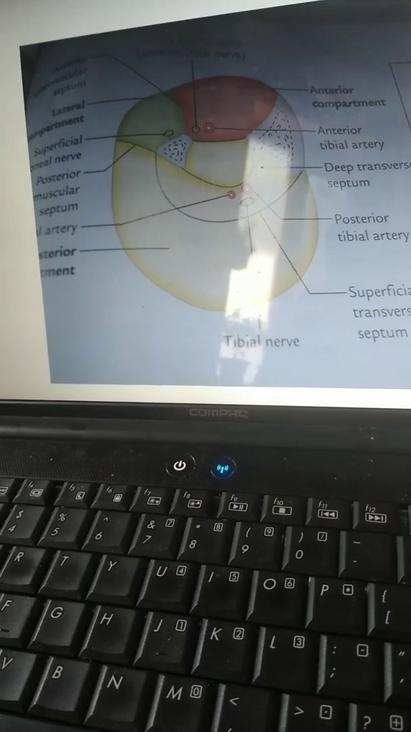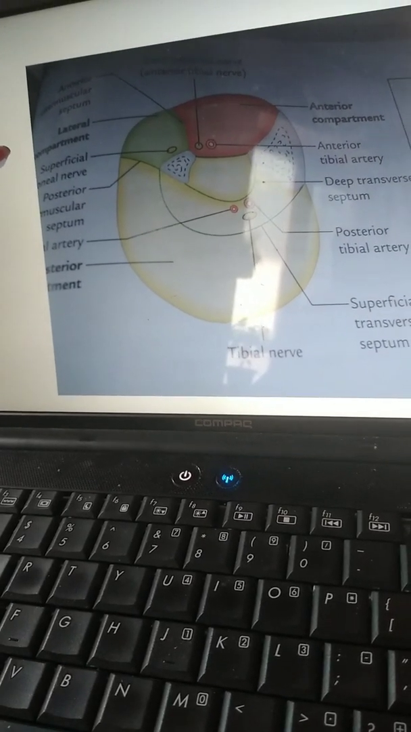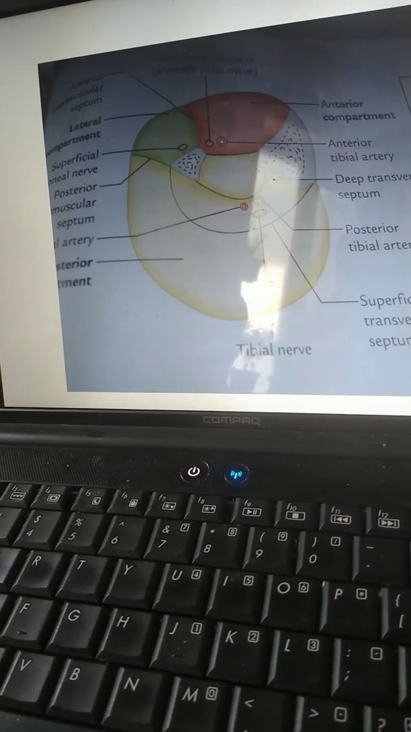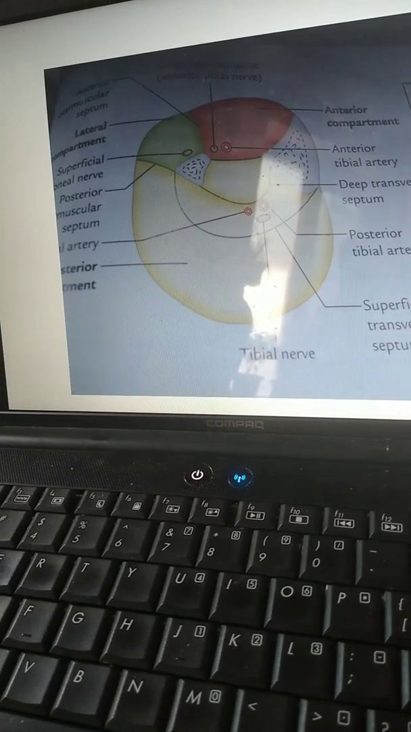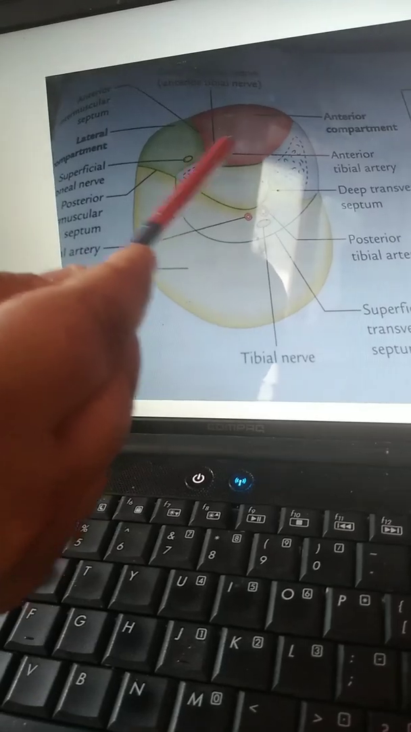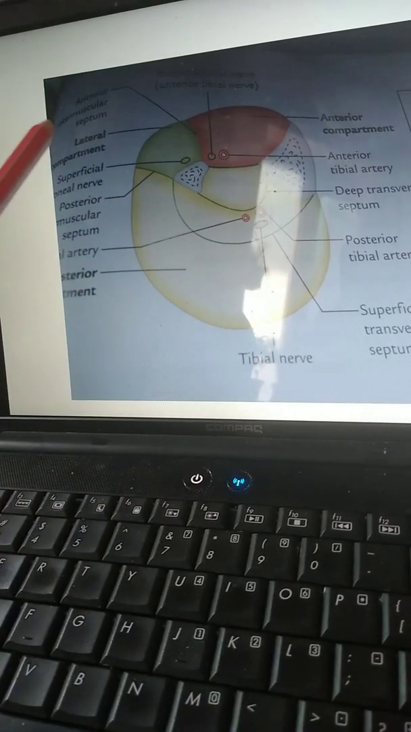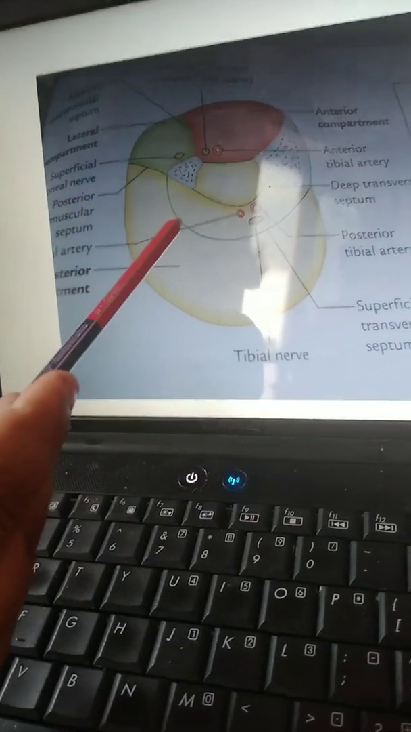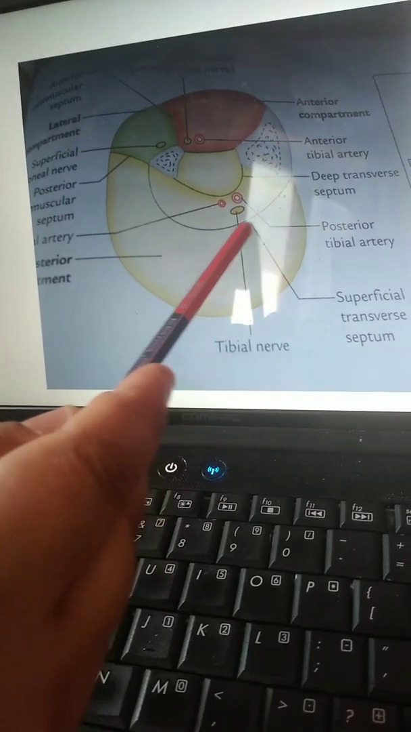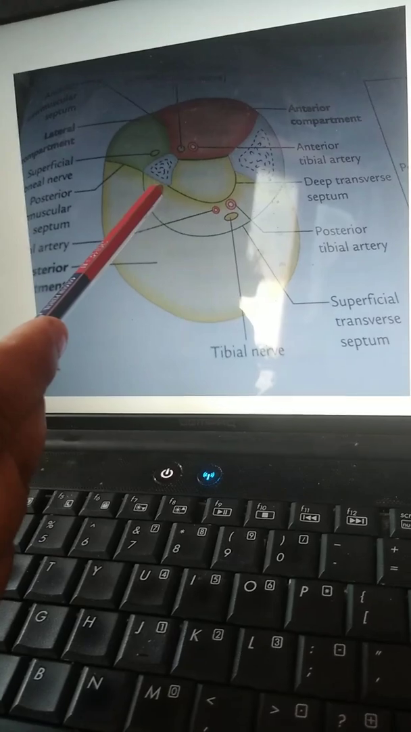These, together with the interosseous membrane, divide the leg into three fascial compartments, each having its own muscles, arteries and nerves. These compartments are the anterior compartment, lateral compartment and posterior compartment. In the posterior compartment, the muscles are divided into three layers by the superficial transverse septum and deep transverse septum.